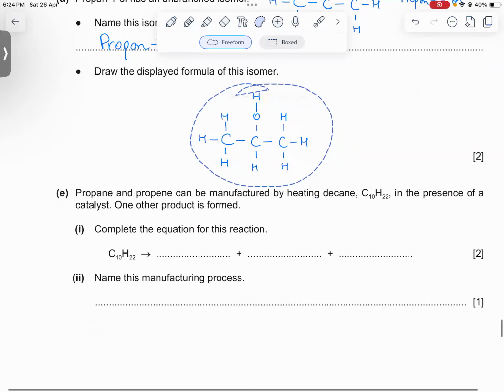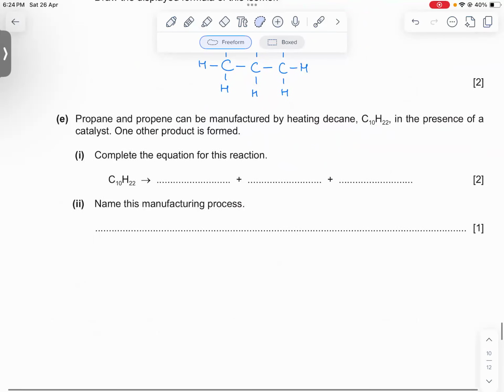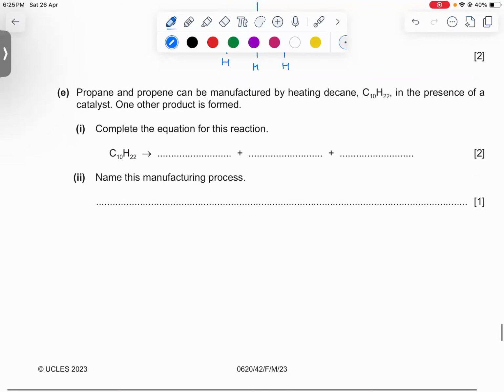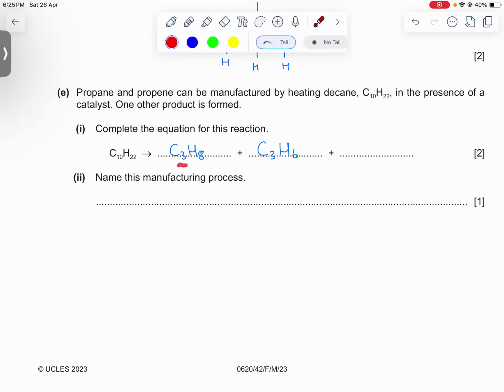All right, next question. Propane and propene can be manufactured by heating decane, C10H22, in the presence of a catalyst. One other product is formed. So three products are formed. First is propane. Propane is C3H8. Propene is C3H6. So how many hydrogens have been used? Three and three. Six hydrogens have been used.